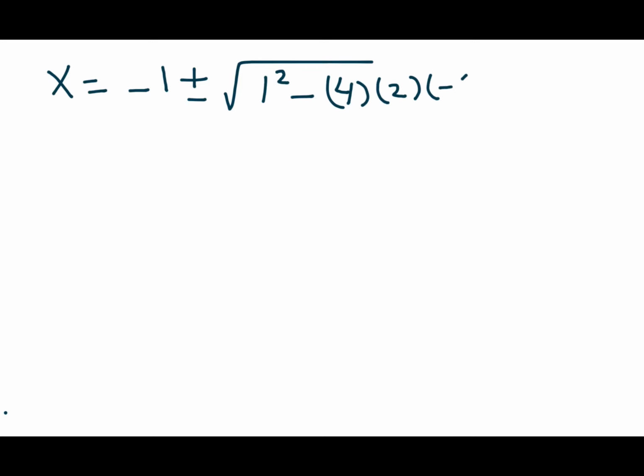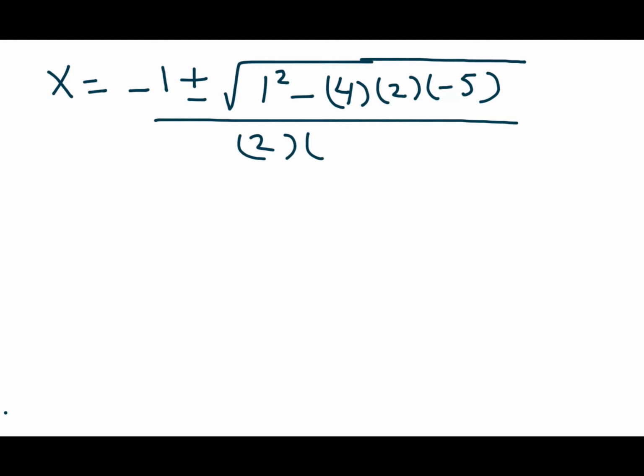So x equals minus 1 plus or minus the square root of 1 squared minus 4 times 2 times minus 5, divided by 2 times 2.